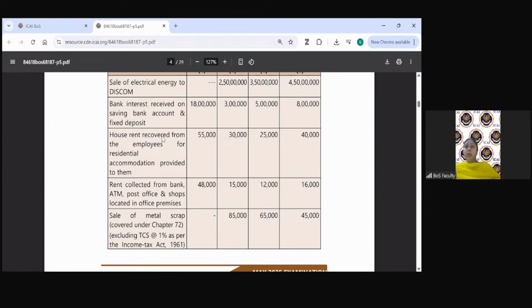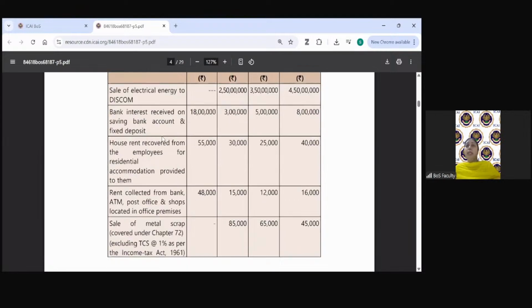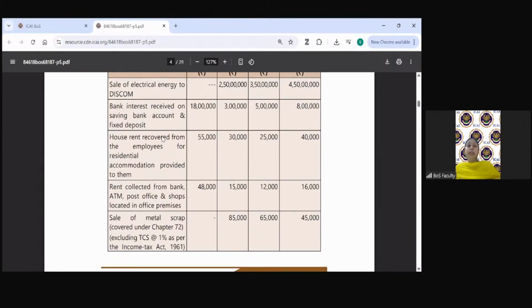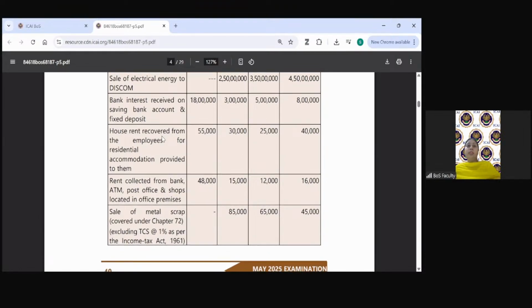Once you are done with this piece of table or with this piece of information, you can give me in the chat box a go ahead that you want to see the other information. I will take you to the remaining part of the information for answering the question. Because you need to see the entire question for ascertaining the value of taxable supply on which Vidyut Corporation Limited has to pay the tax under forward charge. So the second column is for Delhi HO because you have to see the relevant information also.